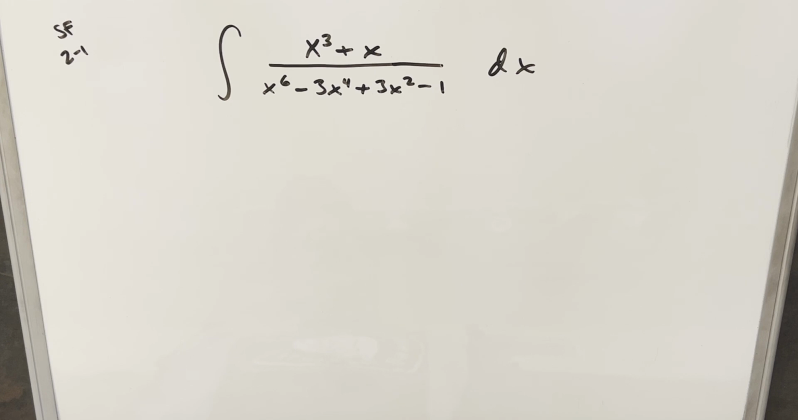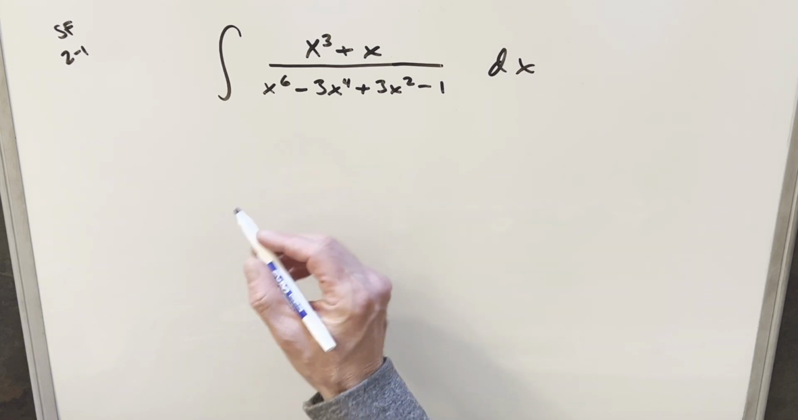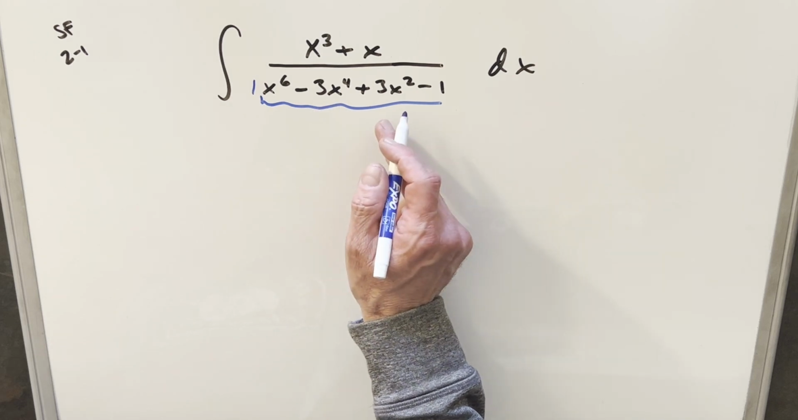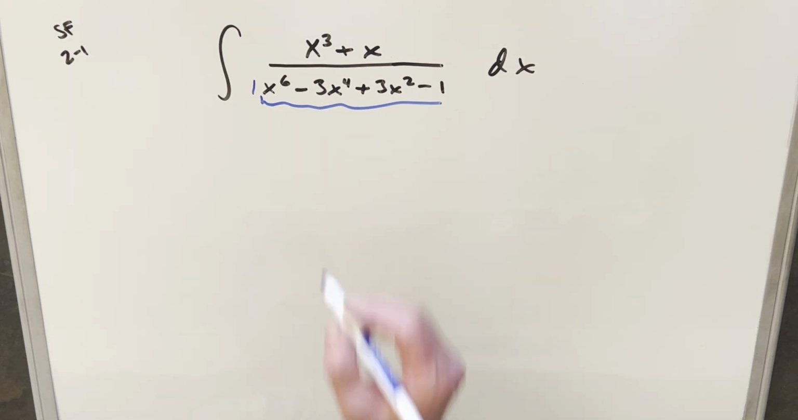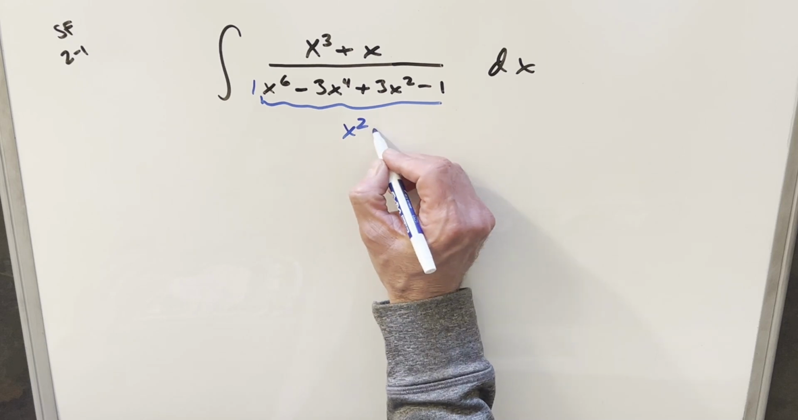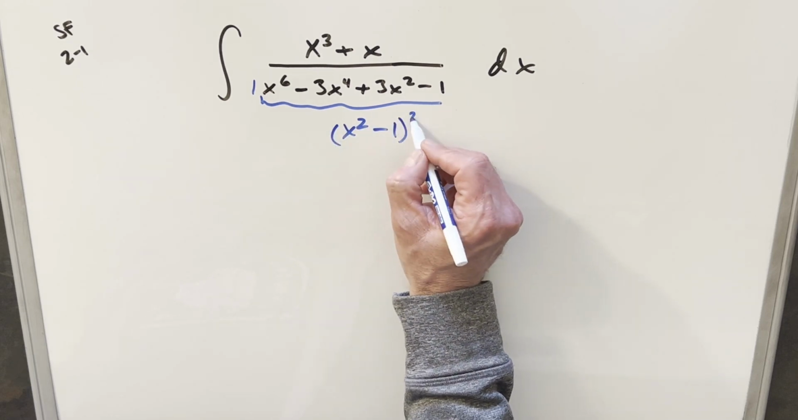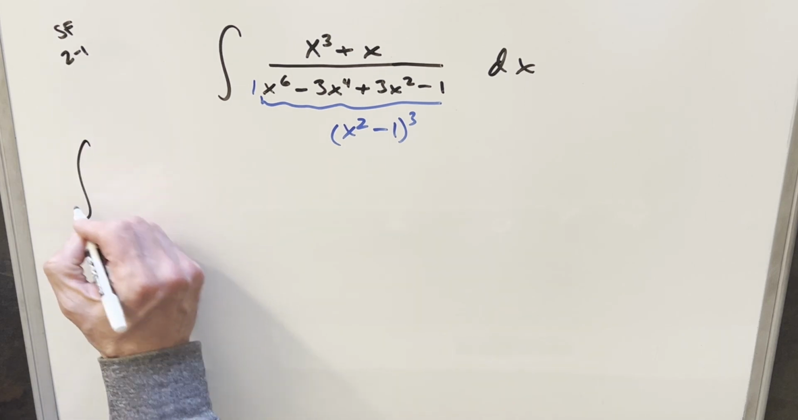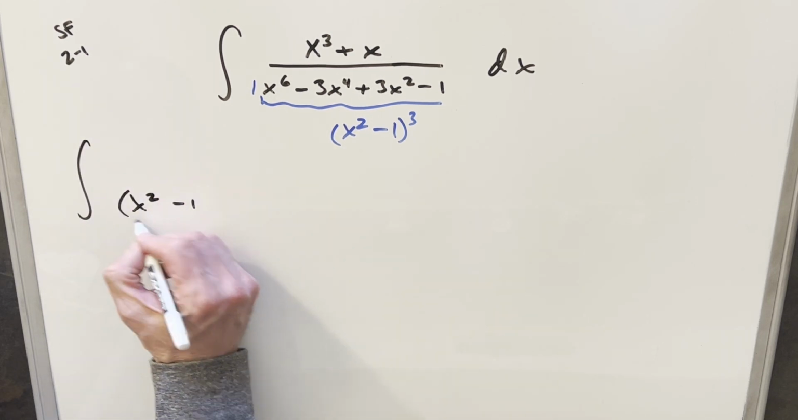It's going to be a little more straightforward, but I think maybe a little bit longer too, so it's kind of a trade-off. What I want to do in this method is actually factor this, particularly looking at the denominator. Just notice the coefficients 1, minus 3, 3, minus 1. What I can do is rewrite this. This is the same thing as x squared minus 1 cubed. So I'm going to rewrite this with the denominator as x squared minus 1 cubed.